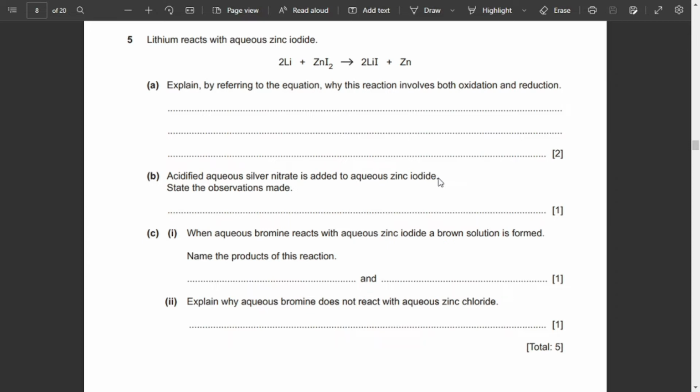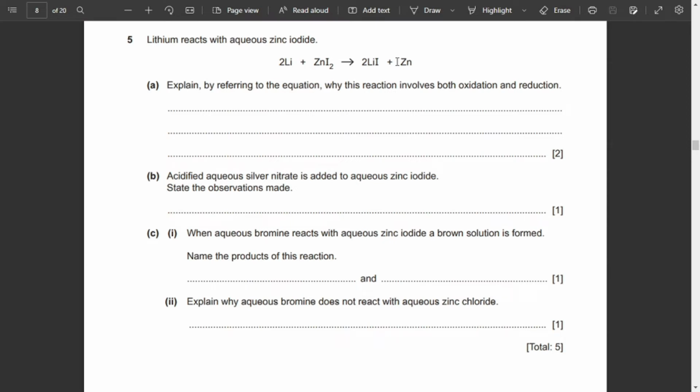For it, first of all, we need to understand what is being reduced and what is being oxidized. If we see over here, lithium is being oxidized because it loses electrons. However, zinc is being reduced since it gains electrons. So this is what we're supposed to write, that in this way both oxidation and reduction are involved.